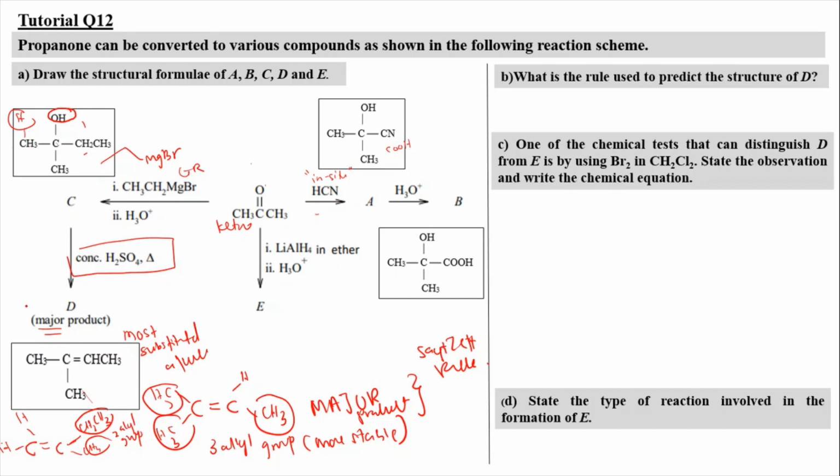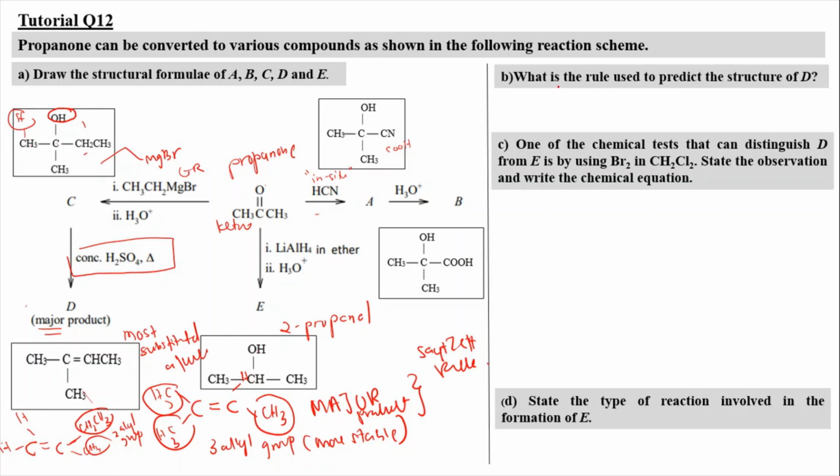Okay, so A, B, C, D done, and then we need to do E. So we have our ketone, and then we have our lithium aluminum hydride in ether, followed by hydrolysis. So ketone can be reduced into alcohol, which is a secondary alcohol. So it's going to be CH3, CH, OH, and CH3. Okay, so this is known as 2-propanol. Okay, so that's the reaction scheme for the 12A here.